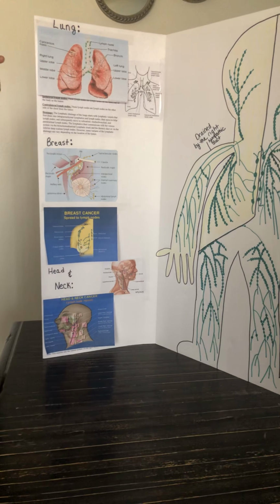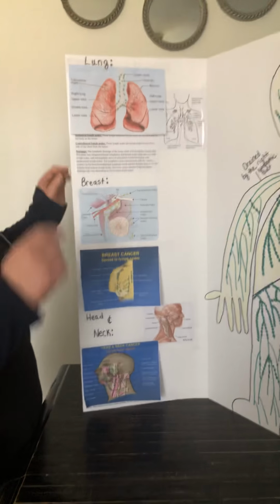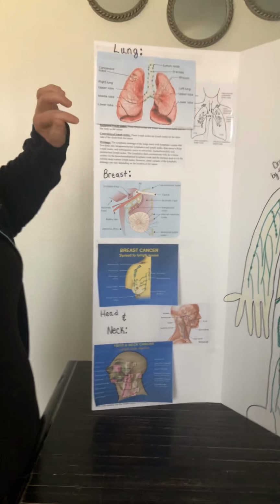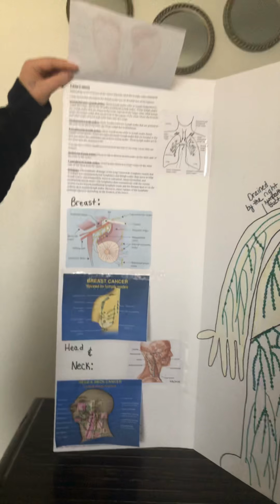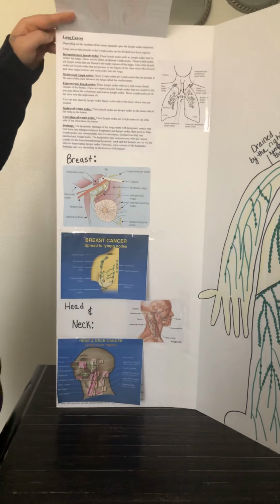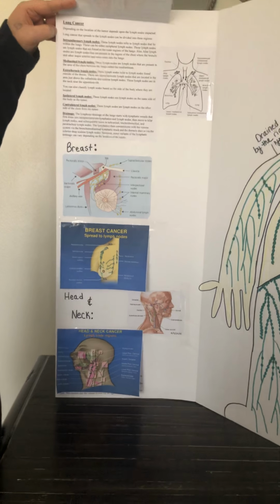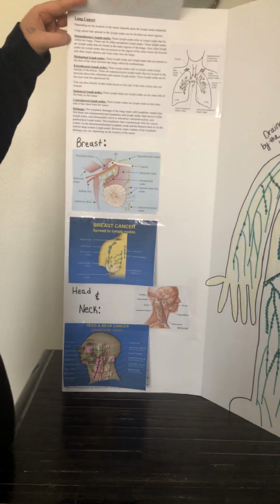Here I was sure to include a picture of the lung. Over here I have a colored picture of the lymph nodes in the lung. If we flip this over, you can see that the location of the tumor determines which lymph nodes are impacted. Lung cancer that spreads to the lymph nodes can be divided into 3 regions.